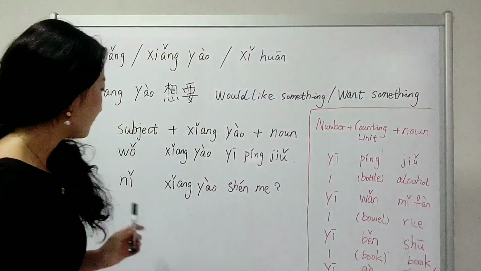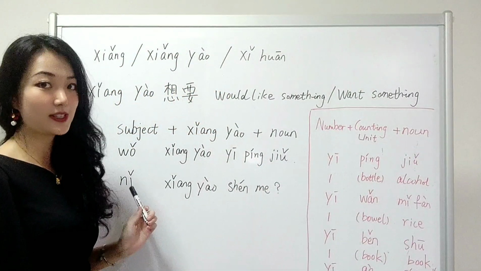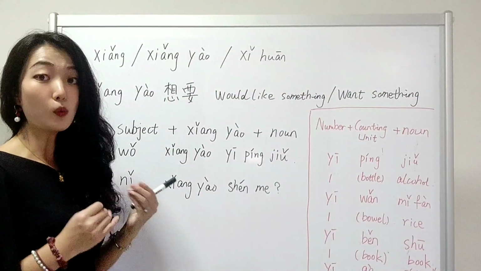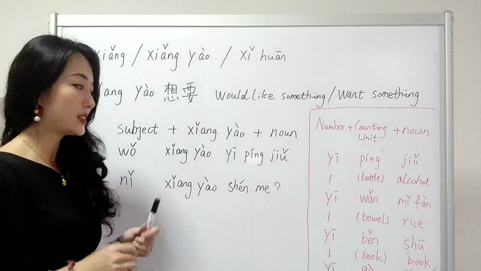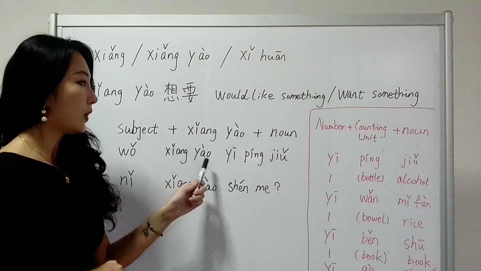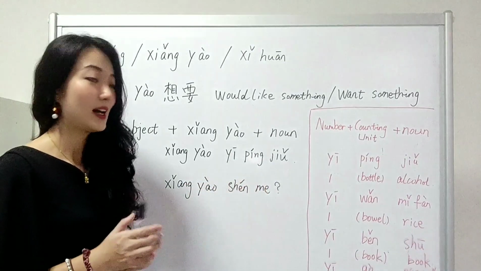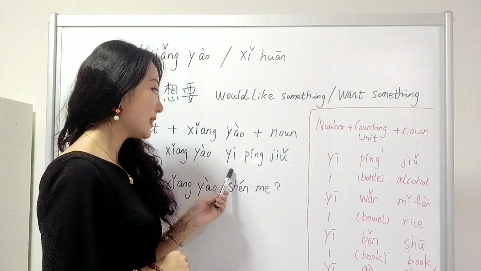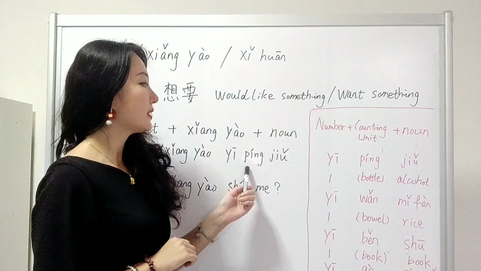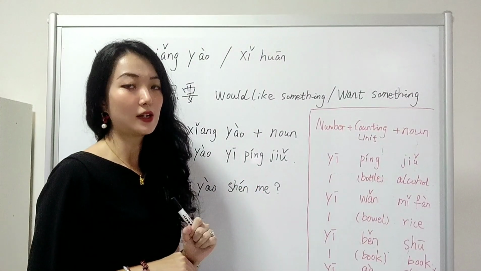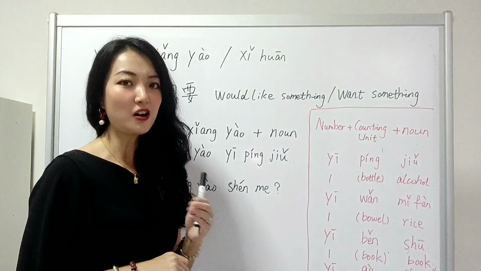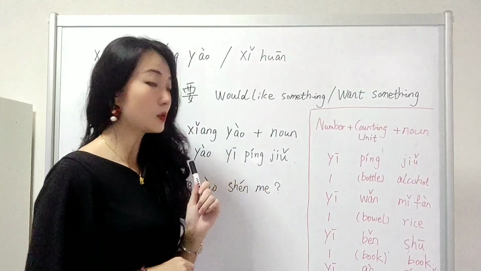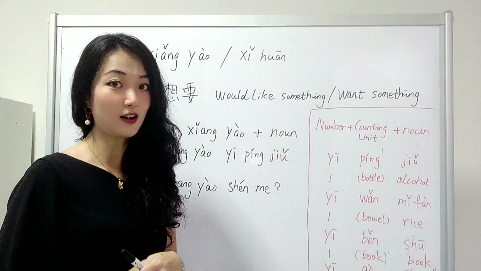For example, let's have a look at the second example first. 你想要什么？什么 means what. So it means what would you like? What do you want? 我想要一瓶酒。As you can see, 一瓶酒 here must be a noun. What does that mean? 一 means one. 瓶 is a counting unit here. It's a counting unit of bottles. 酒, we mentioned, is alcohol. So that means I would like a bottle of alcohol.